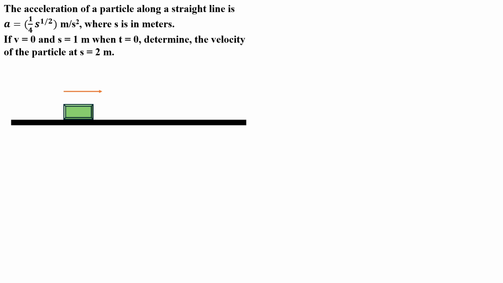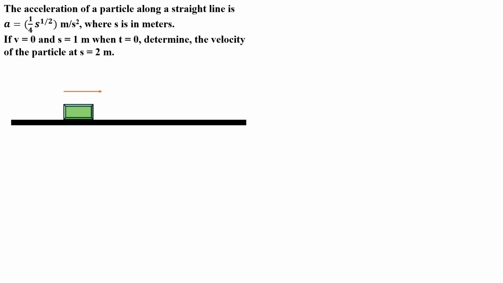Okay, we have another question on continuous motion and dynamics. We have the acceleration of a particle along a straight line given by this function: a equals 1 over 4 s to the power half, meter per second squared, and s here is in meters. The velocity is 0 and the position is 1 meter when time equals 0. So when we started, we have these initial conditions.